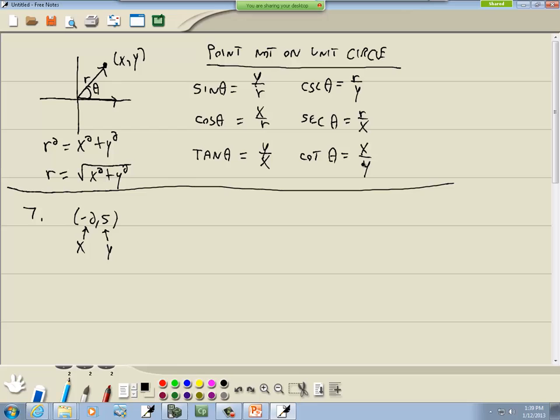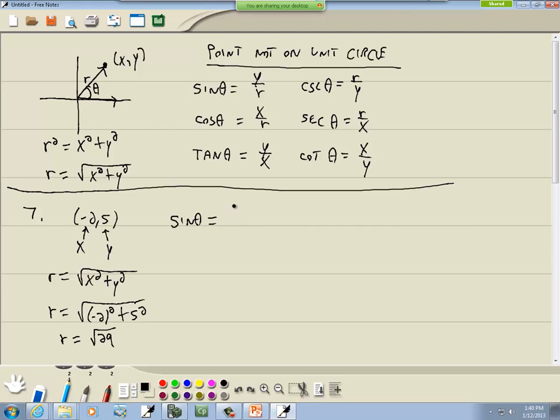Now, to use these formulas, we need x, y, and r. So let's go ahead and find r. The second formula is easiest to use here. So r is equal to the square root of x squared plus y squared. x is -2, so we have -2 squared plus y, which is 5, so plus 5 squared. That's 4, this is 25, so that gives me the square root of 29.